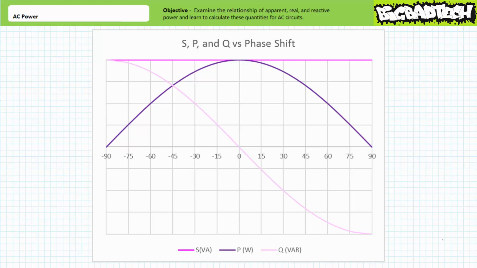In conclusion, this lecture examined the different dimensions of AC power, apparent, real, and reactive, and we learned to calculate these quantities using a variety of methods. Remember to review these concepts as often as you need to really drive it home. Imagine how well a lab will go if you know what you're doing.